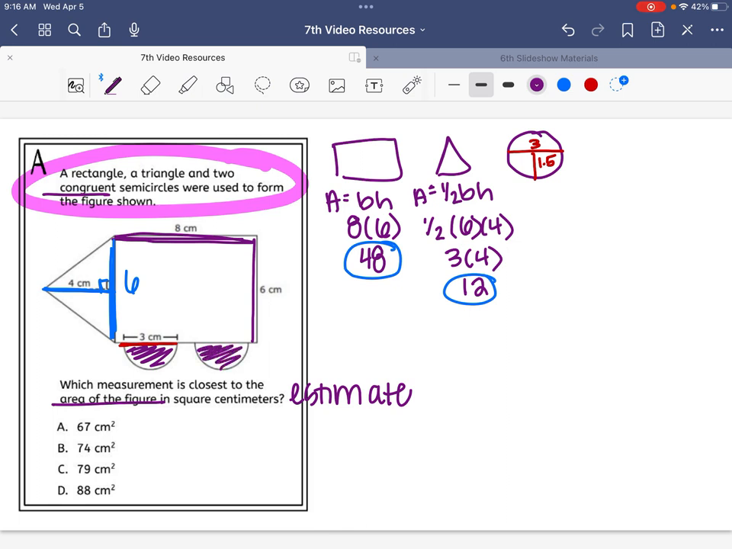So the formula for area of a circle is pi times radius squared. Remember, that is pi times radius times radius, not radius times 2. And because we're estimating, I'm going to just use 3. The whole number 3 is pi, times the radius, which is 1.5, times the radius, which is 1.5. So 3 times 1.5 is 4.5. And I'm going to multiply that by 1.5 again.